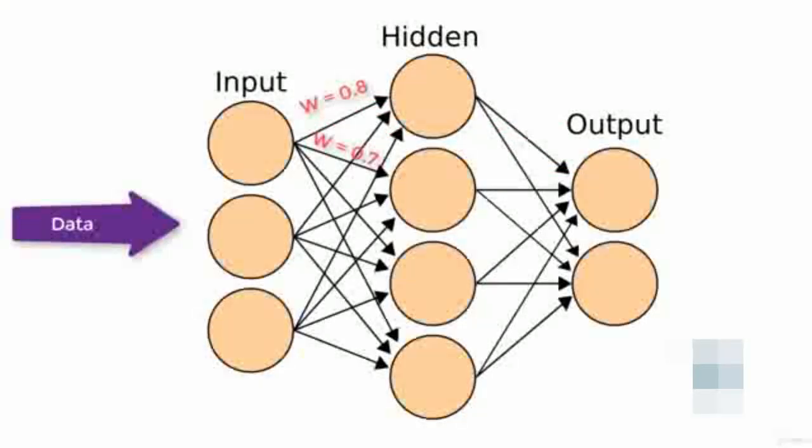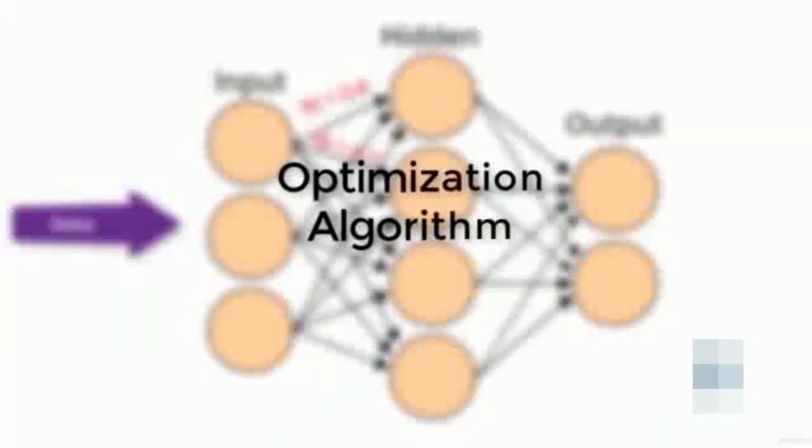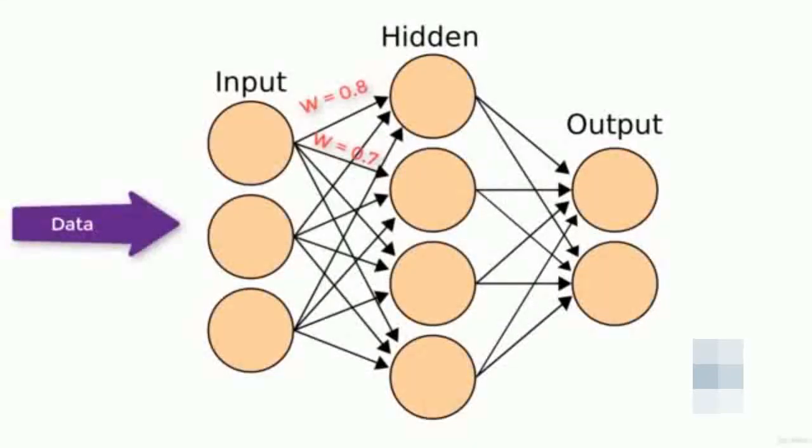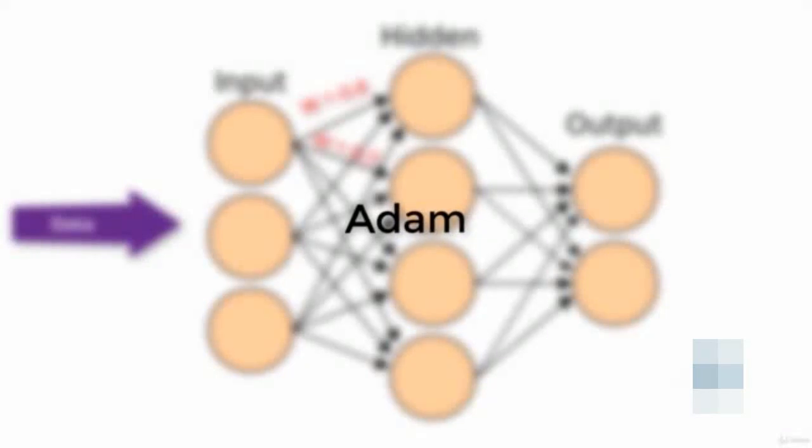Each connection between nodes has an arbitrary weight assigned to it. During training, these weights are iteratively updated and moved towards their optimal values. The weights are optimized using what we call an optimization algorithm. The optimization process depends on the chosen optimization algorithm. We also use the term optimizer to refer to the chosen algorithm. The most widely known optimizer is called stochastic gradient descent, or more simply SGD. There is one more known as ADAM.